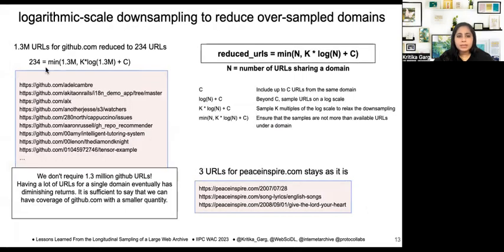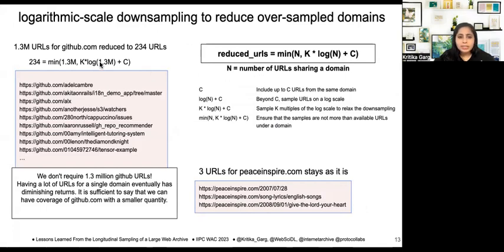We devised this equation for logarithmic scale downsampling to reduce these oversampled domains. The reduced URLs is equal to the minimum of n comma k into log n plus c, where n is the number of URLs sharing a domain.